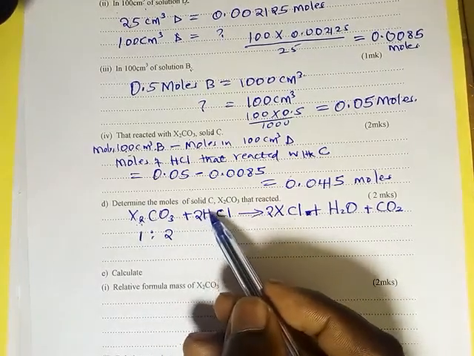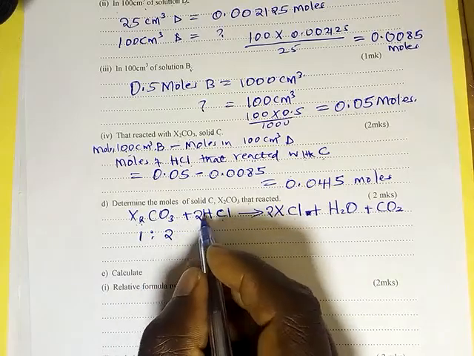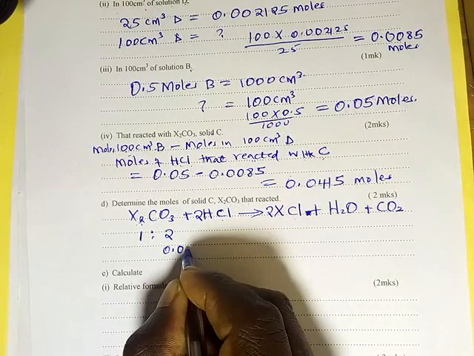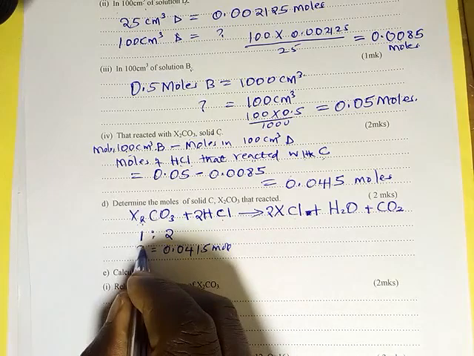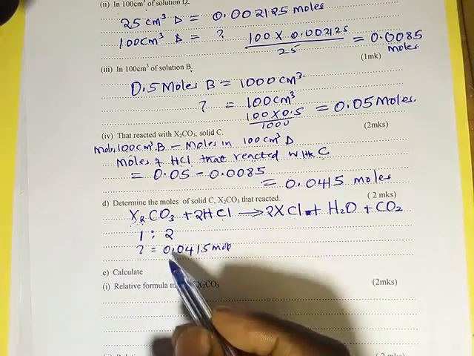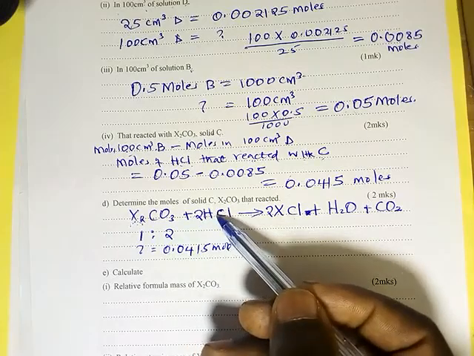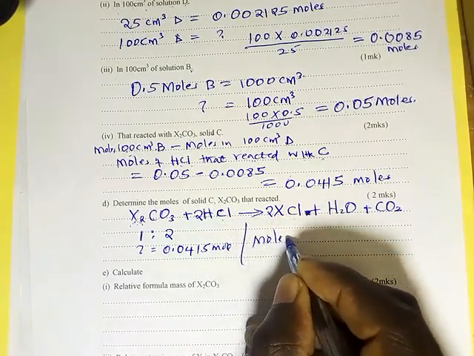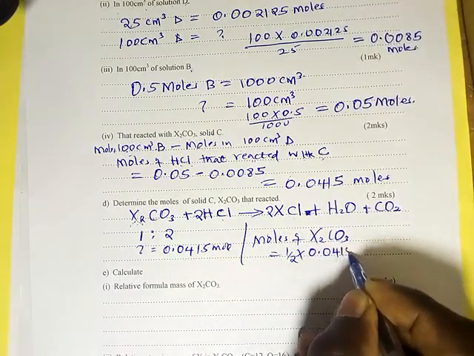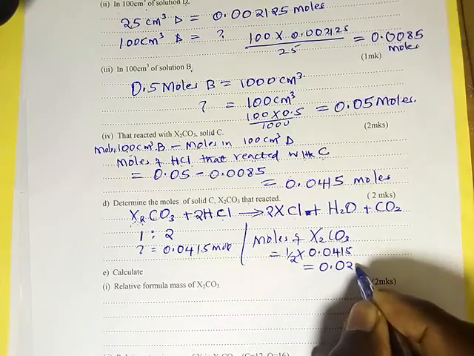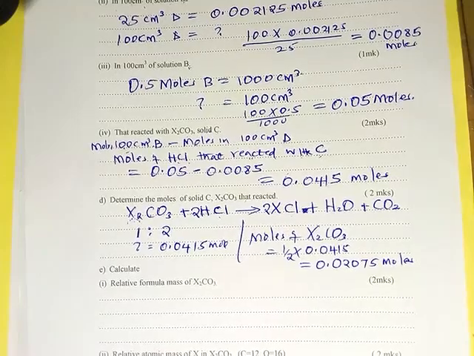But we have the number of moles of HCl that reacted with the carbonate. We have the number of moles of HCl that reacted with C. The number of moles of HCl is 0.0415 moles. So we will ask, 1 carbonate will contain how many moles? Therefore you can see, because this one is 1 to 2, the number of moles of the carbonate is going to be a half that of the acid. So moles of X2 carbonate equal to a half times 0.0415, which is equal to 0.02075 moles. A half of that one.